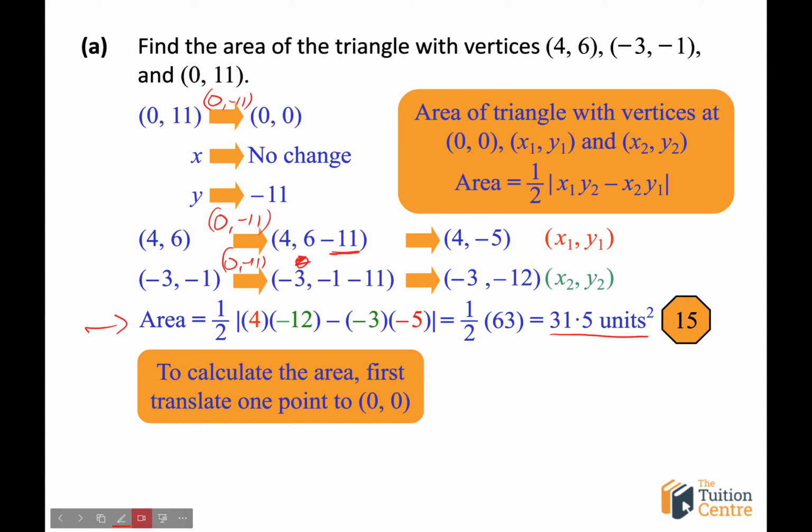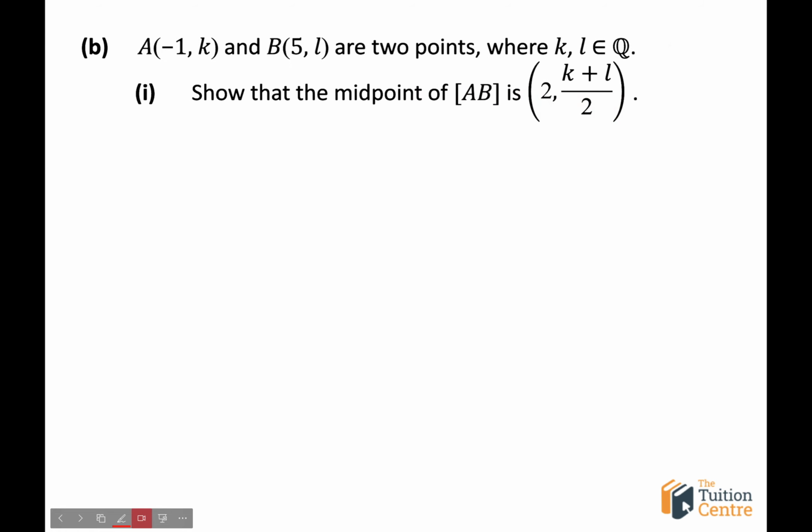15 marks for that. Quite a generous allocation of marks for that question. Part B then says point A is (-1, k), point B is (5, l). They are two points where k and l are elements of the rational numbers. Show that the midpoint is (2, (k plus l) over 2).